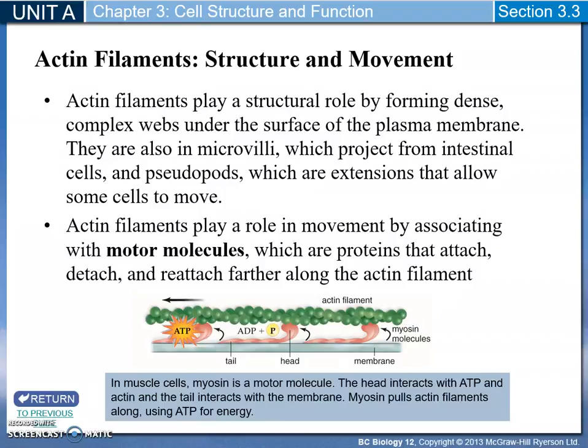Actin filaments play a role in movement by associating with what are referred to as motor molecules, and these are proteins that attach, detach, and reattach farther along the actin filament. And this is especially true in muscle cells, and myosin is a motor molecule. The head of the myosin interacts with ATP, thus giving it the energy, and actin, and the tail interacts with the membrane. So myosin then pulls actin filaments along and derives the energy to do so from ATP molecules.